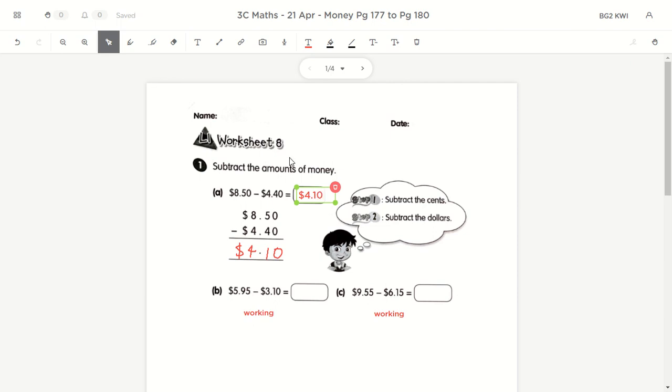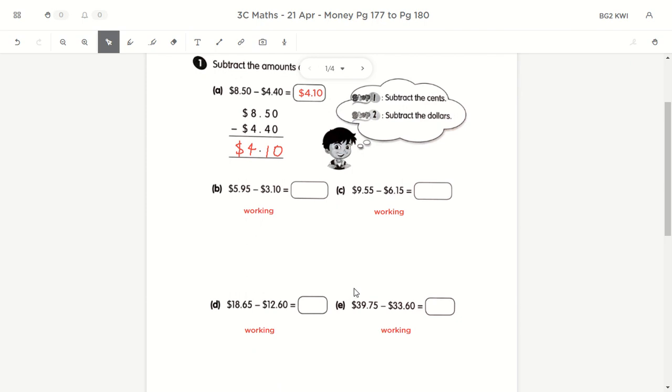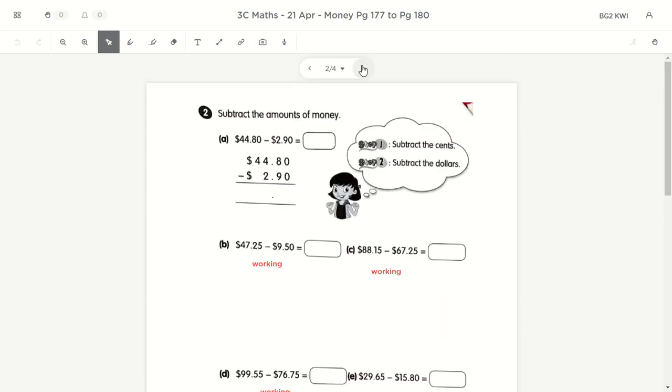Similarly, you can practice what you have learned before from the last activity. $8.50, I minus away $4 to give you $4.50, minus 40 cents gives you $4.10. So you can use what you have learned in the past to check your answer. This is all pretty much quite easy because it doesn't involve regrouping, something you can definitely do by yourself. Let's go on to the next page.